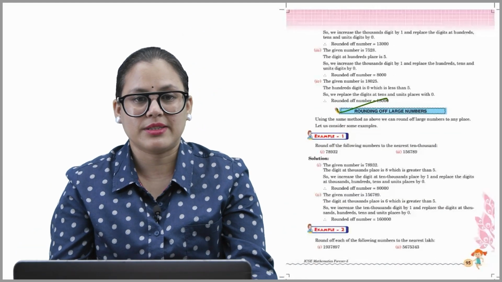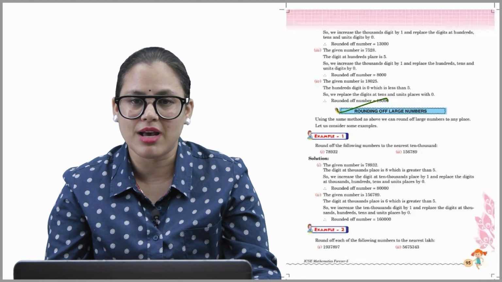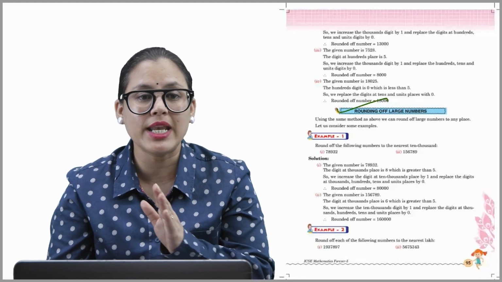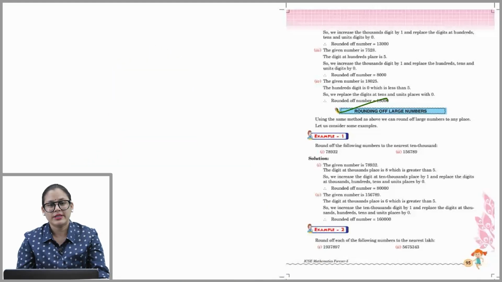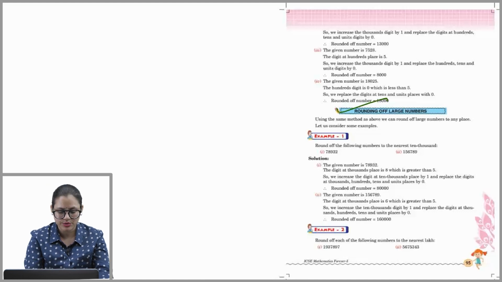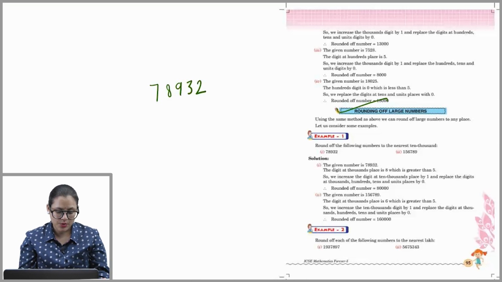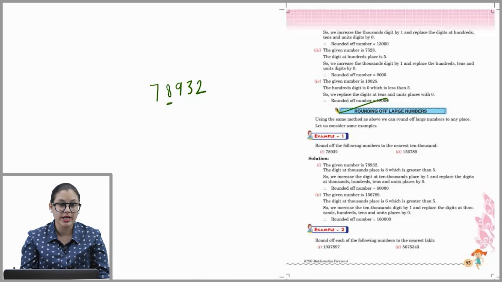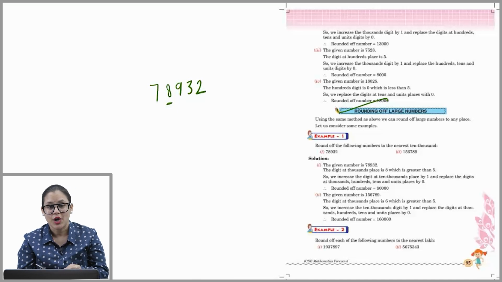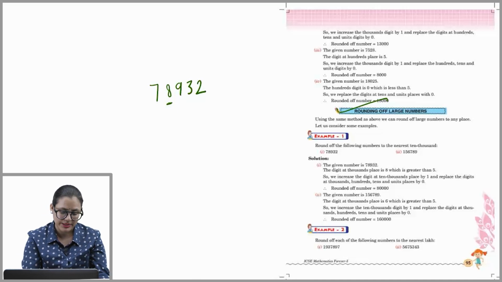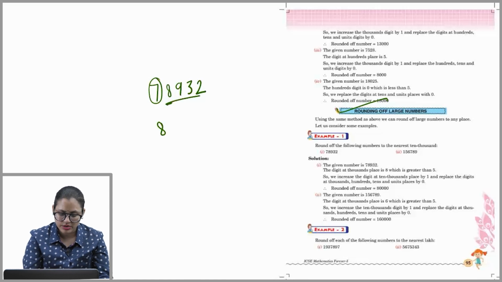Rounding off large numbers. Using the same method as above, we can round off large numbers to any place. Okay. So, let us consider some examples. We have to round off the number to the nearest 10,000. 78,932. So, the digit at thousands place is 8, which is greater than 5. So increase the digit at 10,000s place, which is 7, by 1. That is, it will become 8 and remaining digits will become 0.